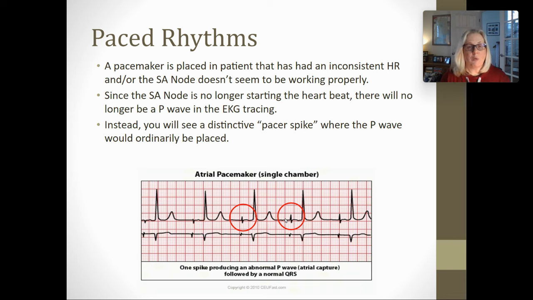So if your SA node's not working, they'll put a wire where the SA node is located, and it will shock your heart into rhythm, at whatever beats a minute they set it. It's usually 60 or 70 beats per minute. And that is what shows up on the EKG instead of the P wave. Now I can tell just by looking at this that the lead wire is placed in the atria because I have a regular QRST after it, and the only thing that's replaced is the P wave with a pacer spike. Okay.